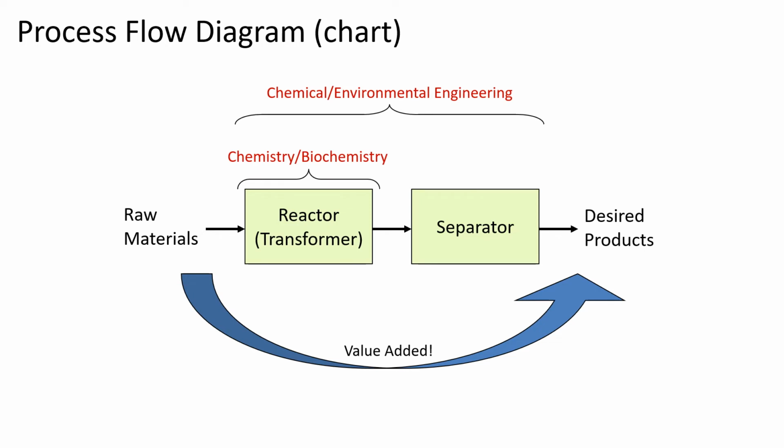This slide illustrates what you need to know in order to design a transformation process. For example, in order to design the reactor, you need to know the chemistry or the biochemistry that's involved in that transformation process and the chemical reactions that occur. In order to design the reactor, you also need to know some chemical and environmental engineering principles. In order to combine the two together to design a separator that complements the reactor, you need to know chemical and environmental engineering concepts that you'll cover later in the curriculum.